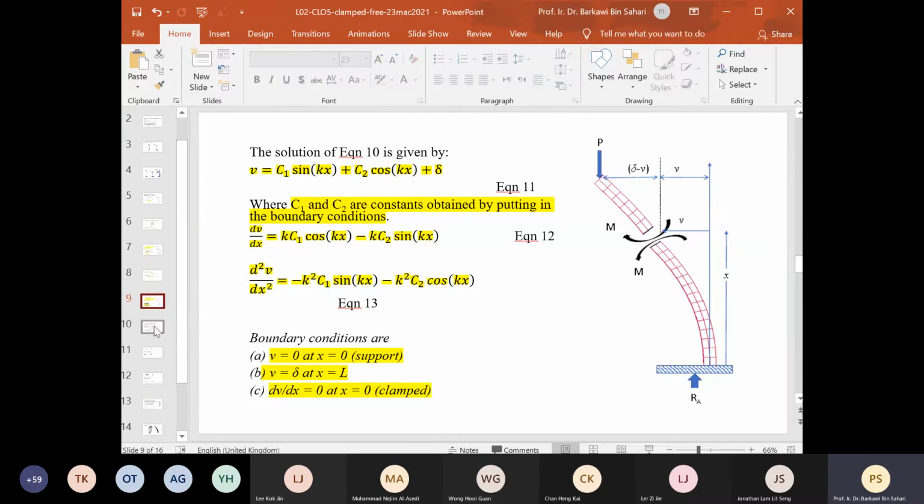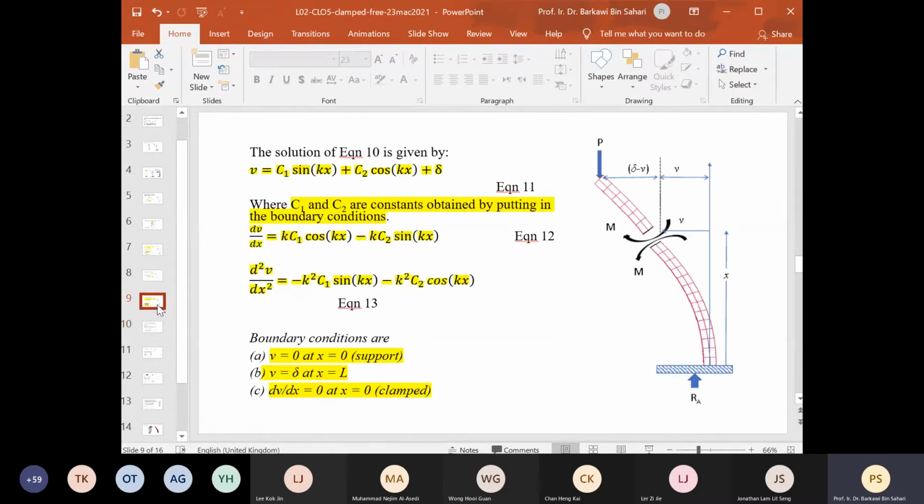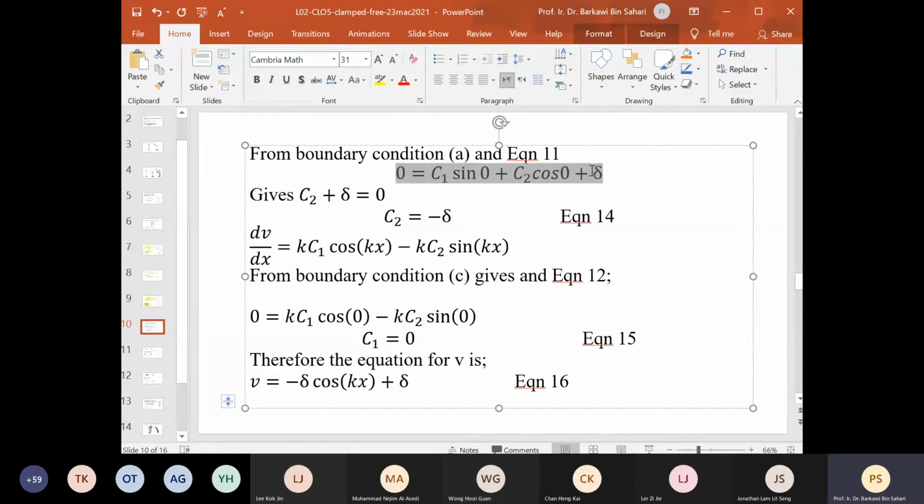Okay. So we apply this boundary condition into equation 11. Boundary condition 1 is v equal to 0 at x equal to 0. The boundary condition is for v, so the appropriate equation is equation 11, because v equal to C1 sine kx plus C2 cos kx plus delta. So when we put x equal to 0, v equal to 0, the left hand side gives you 0. Okay.